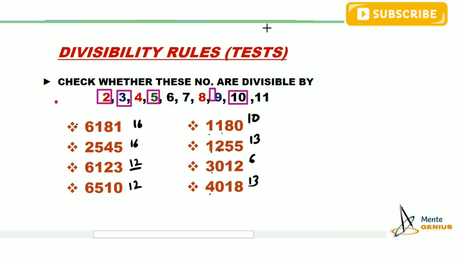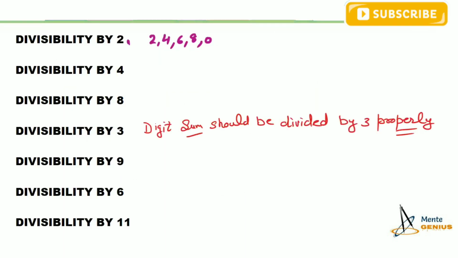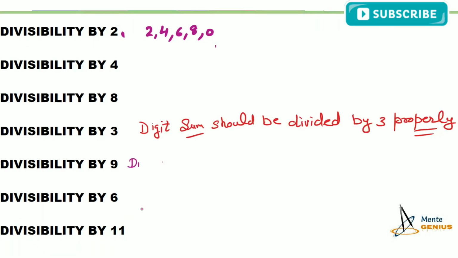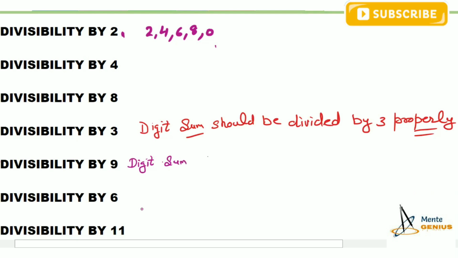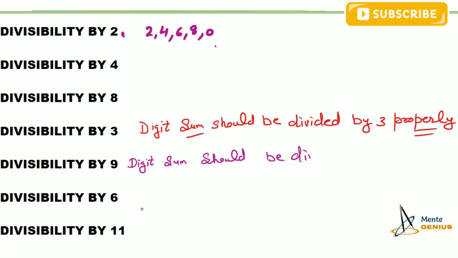Now coming on to the divisibility test of 9, because it is very similar to the test of 3. Let us learn first what is the rule. The rule for dividing a number by 9, the same rule will be applied. The digit sum should be divided by 9 properly.